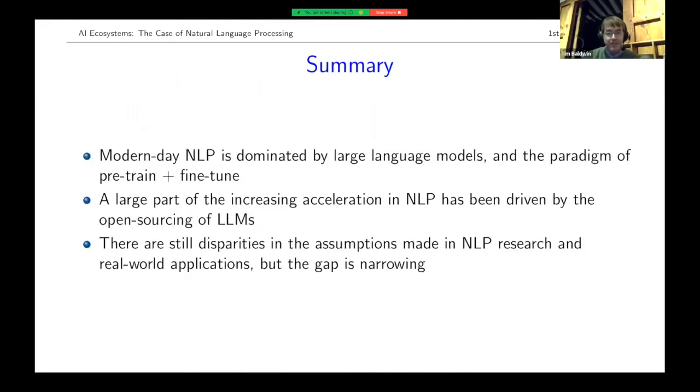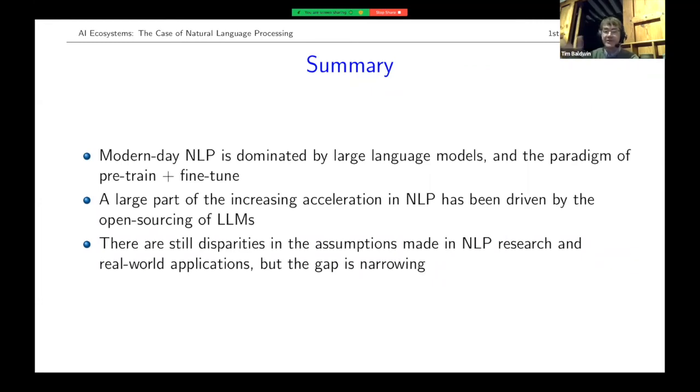So I suspect I'm running out of time. Let me just very quickly wrap up. So modern day NLP is dominated by large language models. Hopefully you've got a bit of a sense on the basis of this talk of what I mean by a large language model, and this paradigm of pre-train over some textual corpus and then fine-tune to a specific task. Lots of pre-training, a lot less fine-tuning.